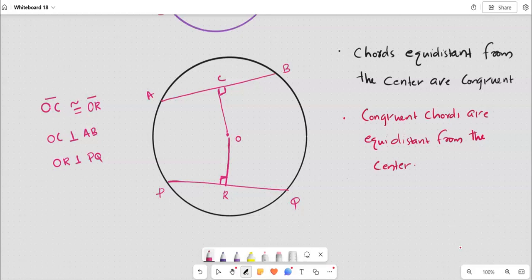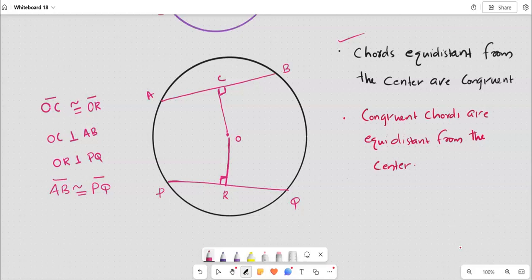So we have two line segments, OC and OR. Those are actually the line segments from the center of the circle to the chords. And we have two chords, AB and PQ. Then, if the distances from the center of the circle to the chords are the same, we can make the first statement: chords equidistant from the center are congruent. That means AB will be congruent to PQ.